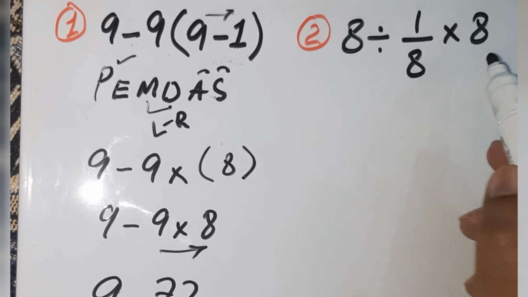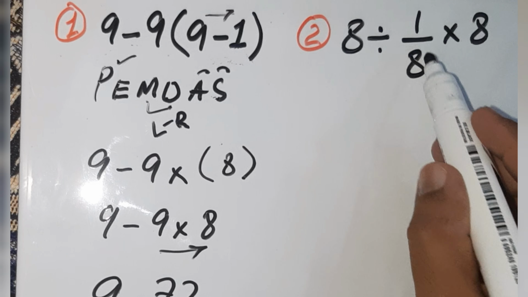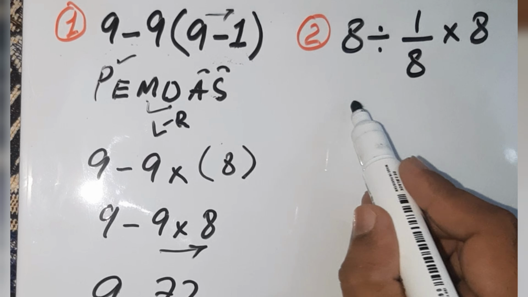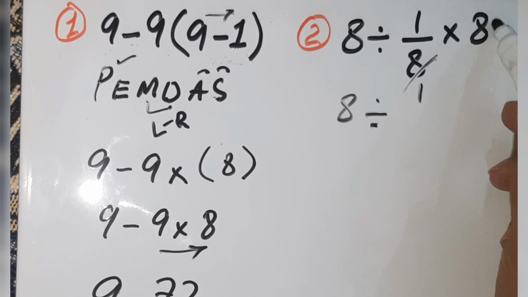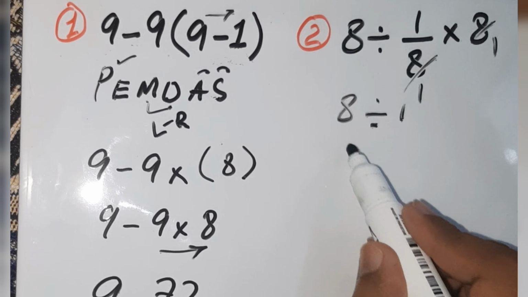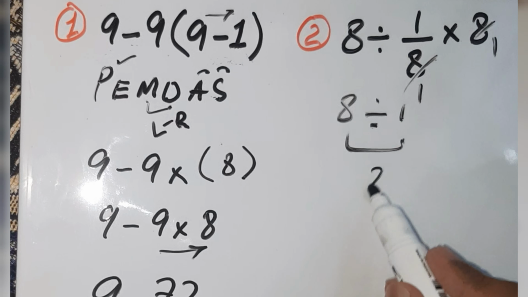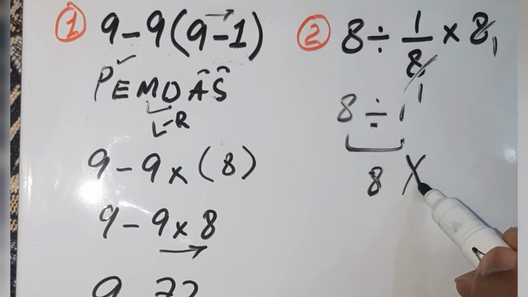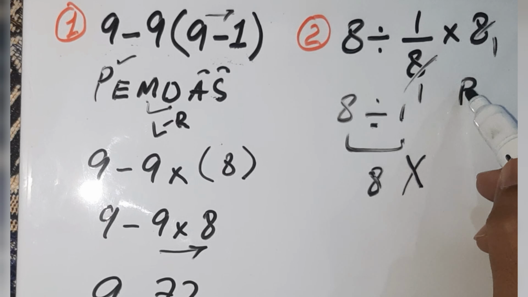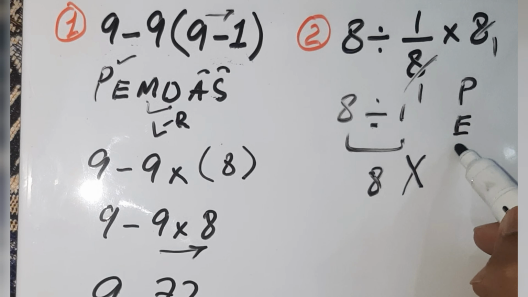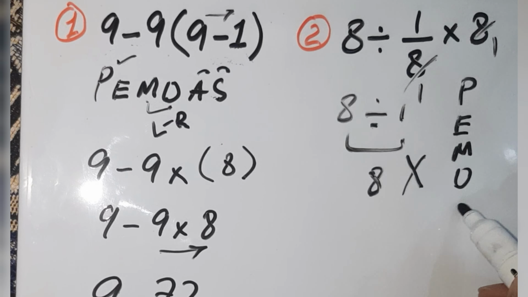Another expression here is 8 divided by 1 over 8 times 8. First we do 8 divided by 1 over 8. Here 8 and 8 cancel each other, which is 1. So 1, and then finally the answer is 8. But this answer is absolutely wrong because we didn't follow the PEMDAS rule, where P is for parenthesis, E for exponent, M for multiplication, D for division, A for addition and S for subtraction.